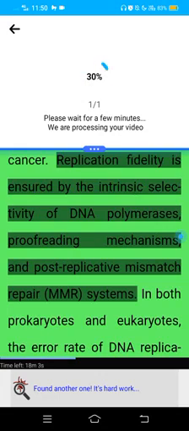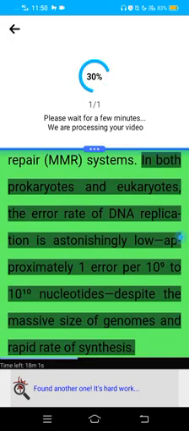Replication fidelity is ensured by the intrinsic selectivity of DNA polymerases, proofreading mechanisms, and post-replicative mismatch repair (MMR) systems. In both prokaryotes and eukaryotes, the error rate of DNA replication is astonishingly low, approximately 1 error per 10 to the power of 9 to 10 nucleotides, despite the massive size of genomes and rapid rate of synthesis.